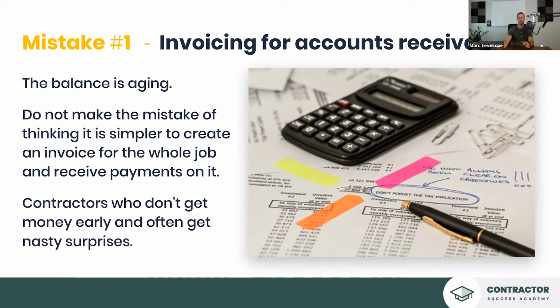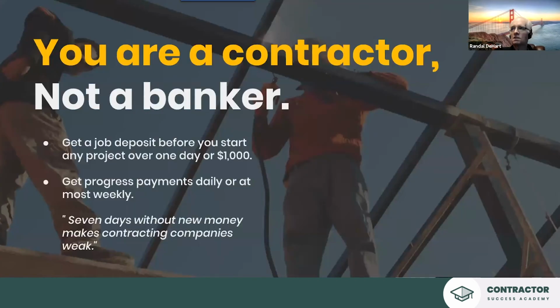Okay, so just invoice for what you've done so far. Now they can do an estimate and invoice against the estimate, but invoicing the whole job at one time is a big mistake. We see that so often. Again, you're a contractor, not a banker. So get that job deposit, get progress payments weekly, because I'll give you a Randall-ism: 7 days without new money makes contracting companies WAK. Okay. And like I said, one day I woke up in a sweat because I had $8,000 out there in receivables.